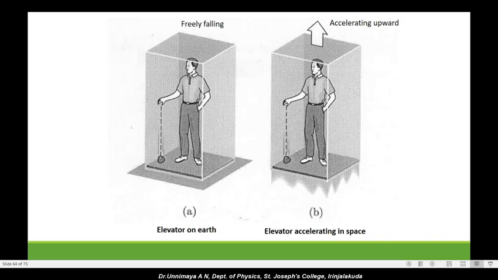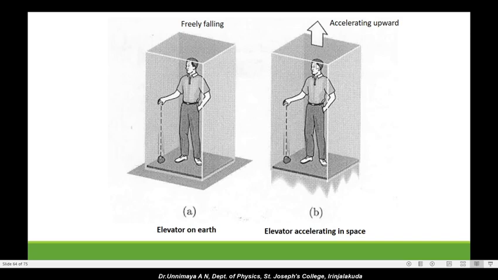But later we know that in space, if you drop an object, that will not easily reach the bottom of that elevator, or whatever it can be, a spaceship or a rocket. Instead of reaching the bottom of that elevator, it will be in a floating motion. That floating motion is later explained based on the theory of relativity.